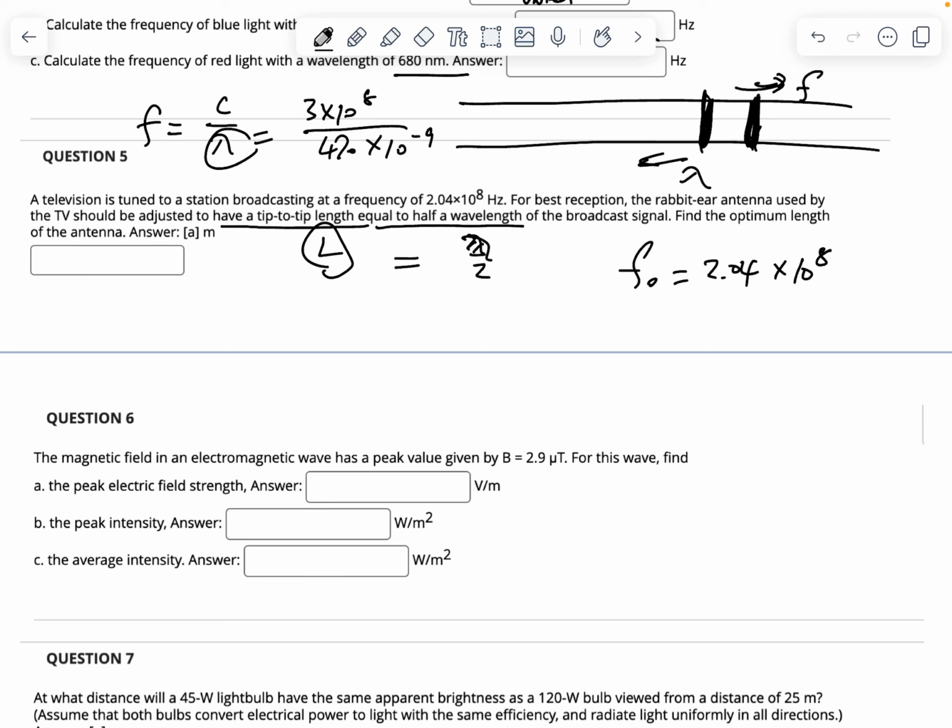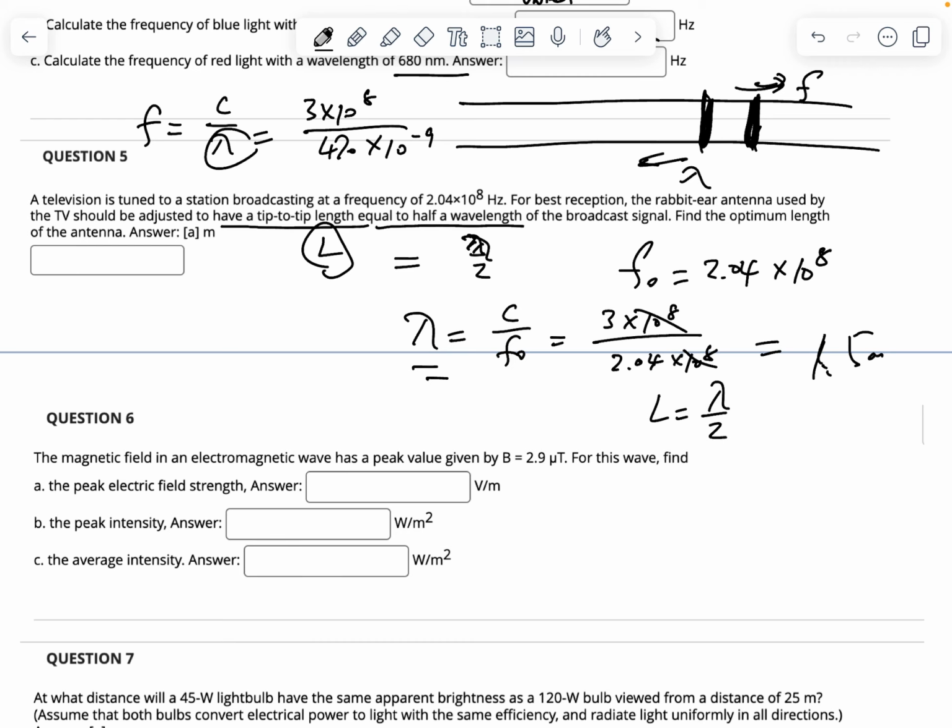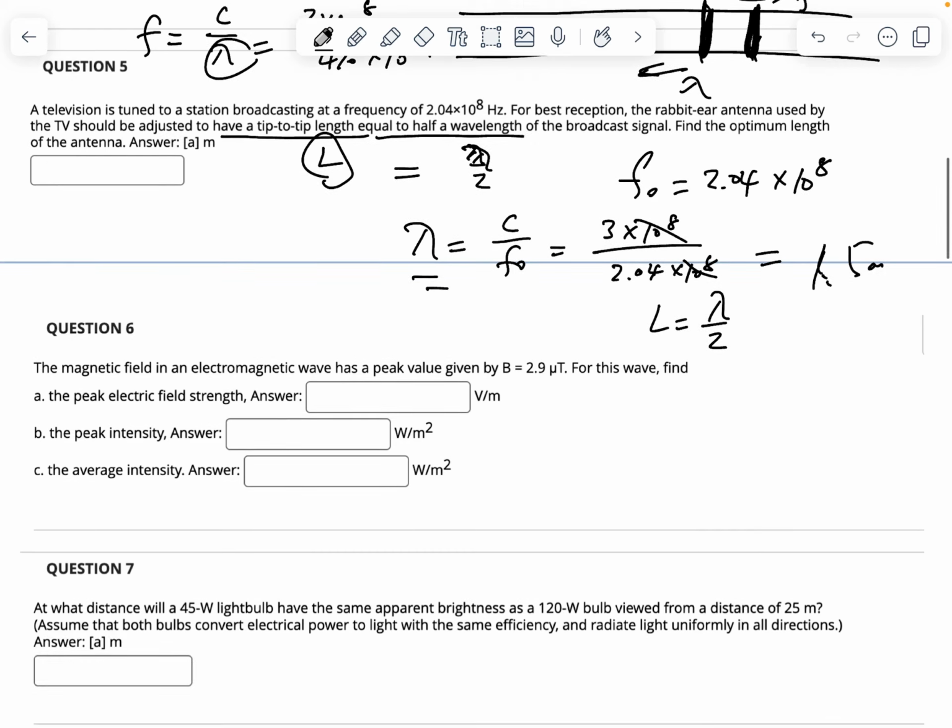Before you can find L, you have to know the wavelength. Wavelength equals c over f naught. So this is equal to 1 point something meters, about 1.5, because the units cancel. Actually, that's a lambda a little bit less than 1.5. And then L equals half of the wavelength, so half of that.